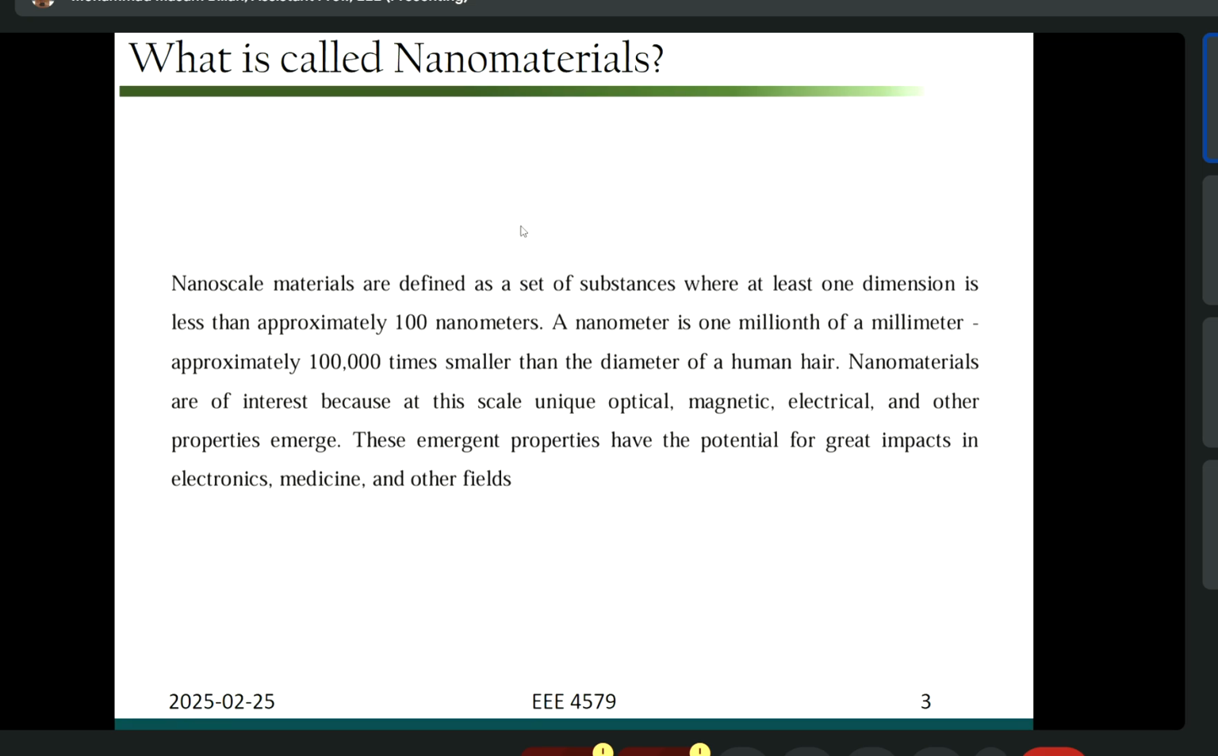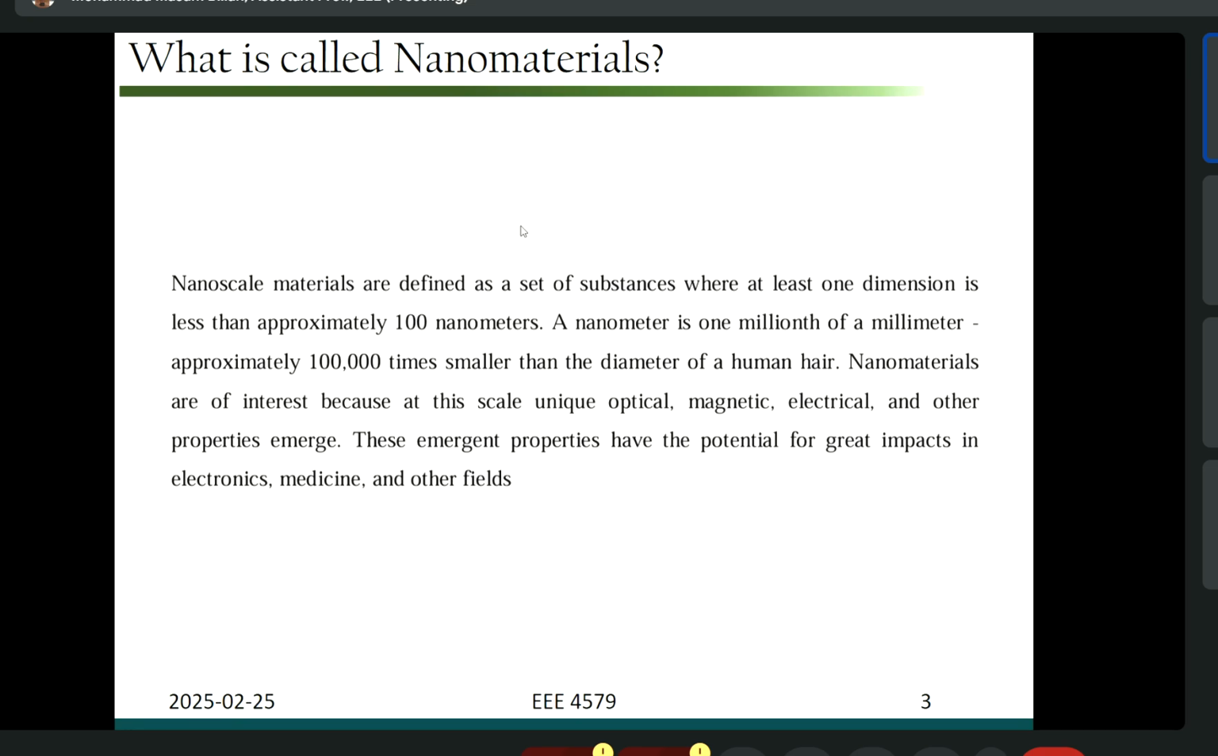So nanomaterial is a very prominent topic at this moment. There are so many nanomaterials, nanomolecules, and then their application to electronics and other things. So we should know in detail about the nanomaterials. So what is called nanomaterial?